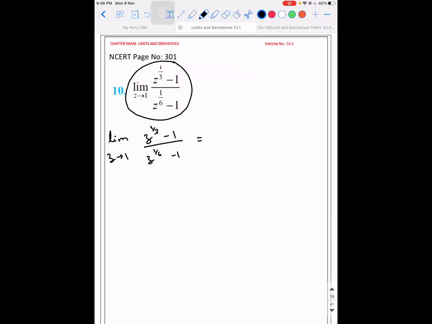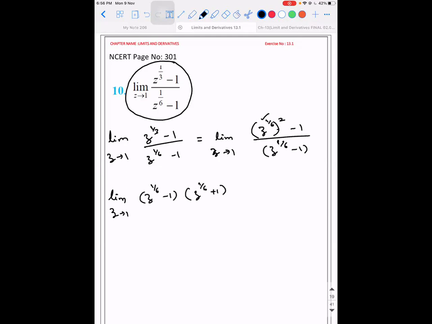So what is the answer? So when you substitute 1, it is 0 by 0 form again. So what will you get? Limit z tends to 1. If you observe, z power 1 by 3 can be written as z power 1 by 6 the whole square. The denominator is already z power 1 by 6 minus 1. So z power 1 by 6 the whole square minus 1 square is what? It is z power 1 by 6 minus 1 into z power 1 by 6 plus 1, the whole divided by z power 1 by 6 minus 1. This and this will get cancelled. When you substitute z tends to 1, answer will be 2.